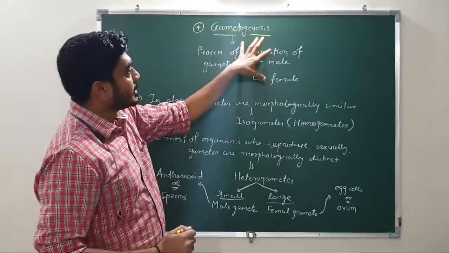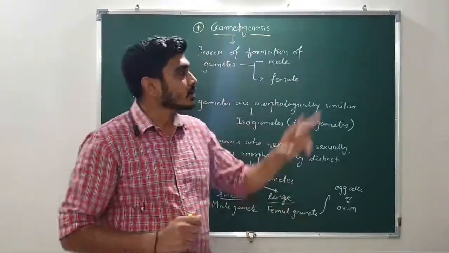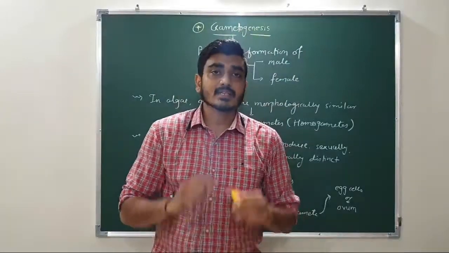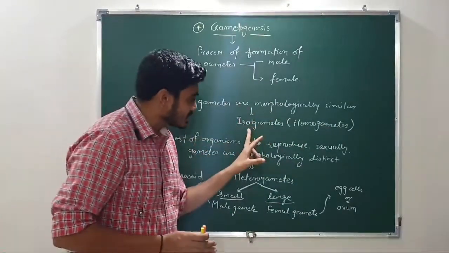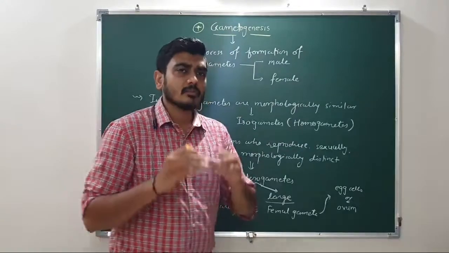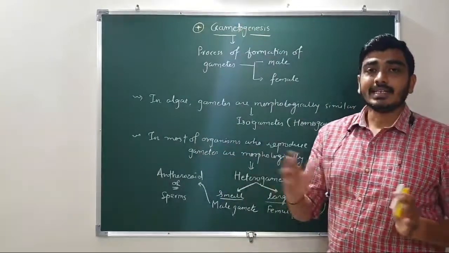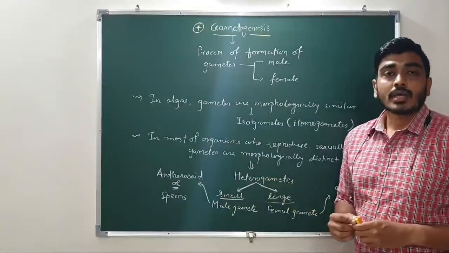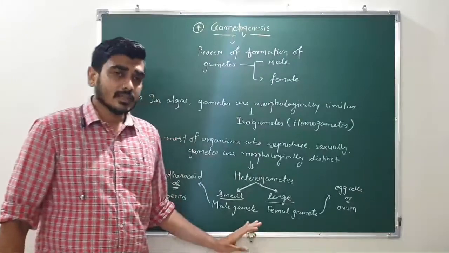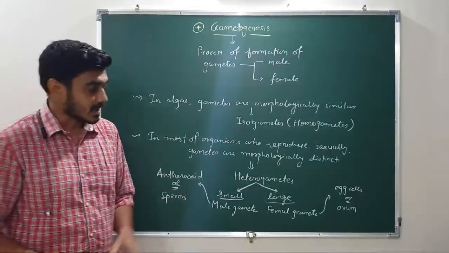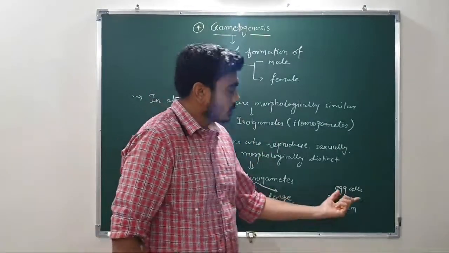Right, so gametogenesis is the process of formation of gametes, and gametes are mostly of two types, male gametes and female gametes. In some organisms, these gametes are morphologically similar, like in algae, and those gametes are considered as isogametes or homogametes. But in most organisms which reproduce sexually, the gametes are morphologically distinct, and those gametes are known as heterogametes. Now, if those gametes are small in size, they are mostly considered as male gametes, also known as antherozoids or sperms. And if the gametes are large in size, they are mainly considered as female gametes, known as egg cells or ovum.